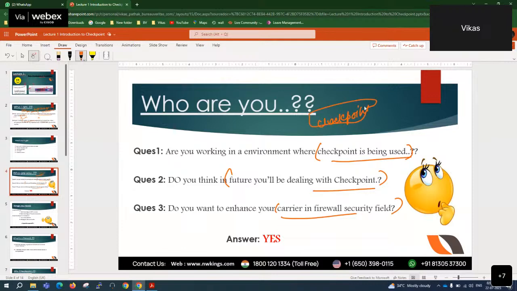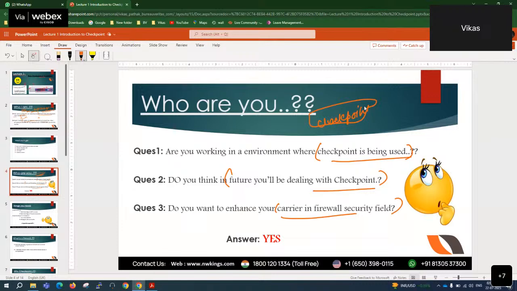Why Checkpoint? I often get this question: why do you always recommend that one should start their firewall security career with Checkpoint? Because Checkpoint's concept is very easy to understand. Checkpoint's configuration is very easy to do. You just need to understand the concepts.